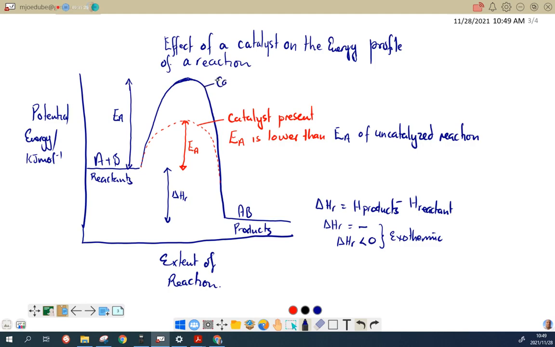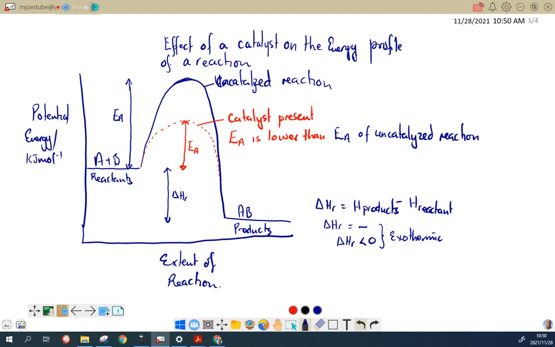So that is your uncatalyzed reaction, and the other one is your catalyzed reaction. So if you've got a catalyst, the reaction is going to follow a pathway of lower activation energy, and because of that, more particles are going to be able to acquire the EA that is required for them to participate in effective collisions, and therefore that is why the rate of the reaction is going to occur faster.